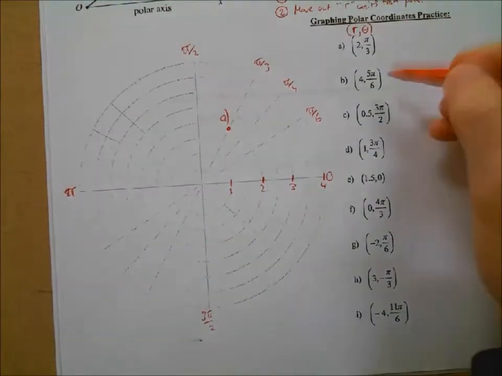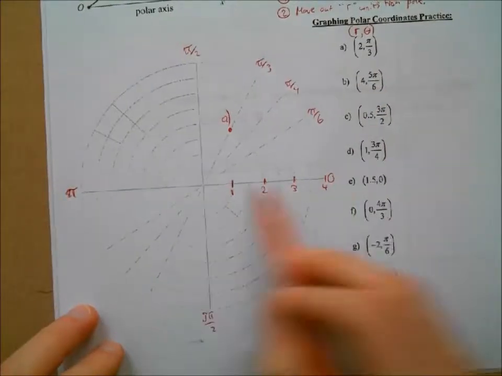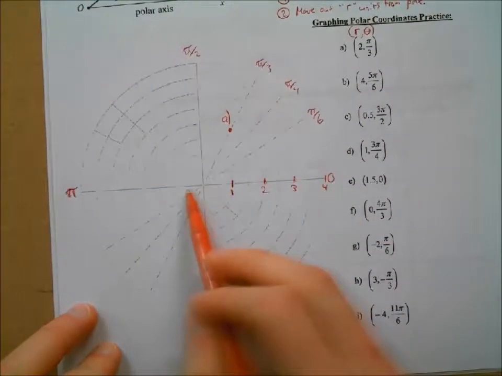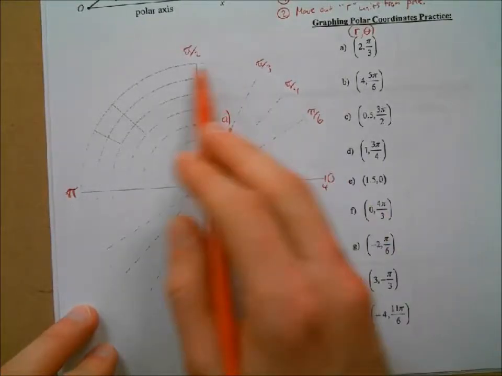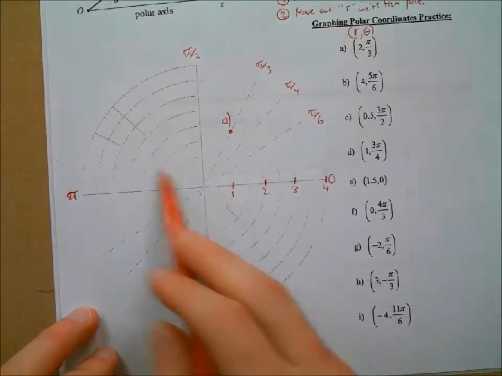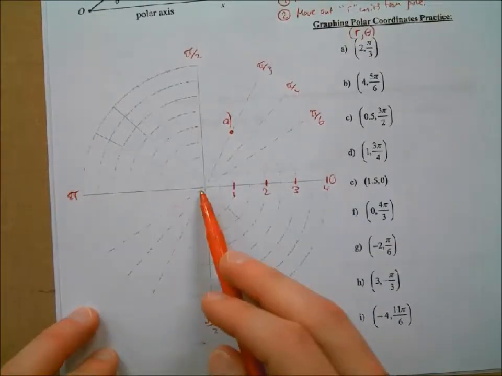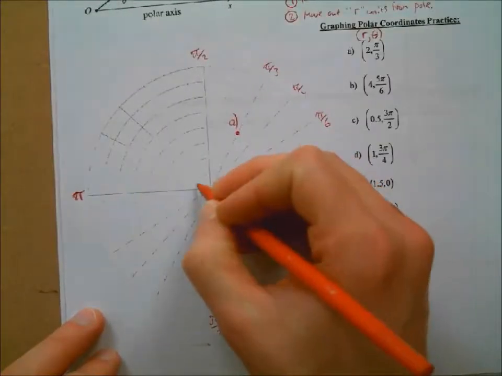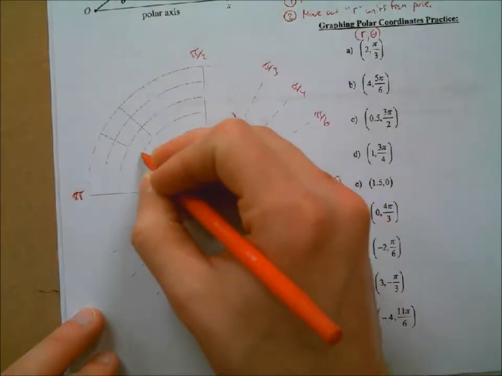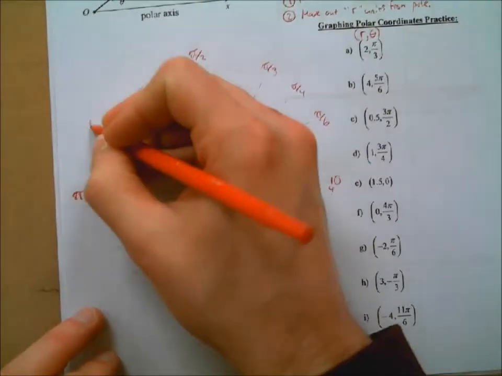Letter B here, 5 pi over 6. Again, from our polar axis, we're going to rotate 5 pi over 6. 5 pi over 6 is going to be all the way over here in the second quadrant, along this ray right here. And it's going to go positive 4, so 4 units in that direction. So again, half, 1, 1 1/2, 2, 2 1/2, 3, 3 1/2, 4, all the way to the end there. And there's where letter B will be.